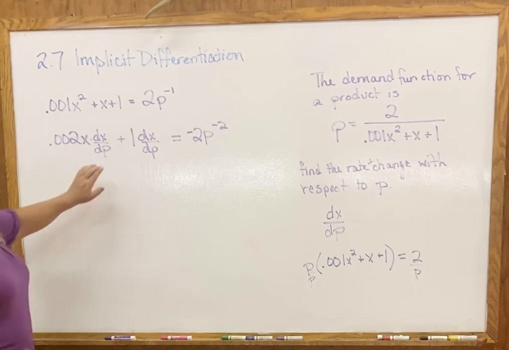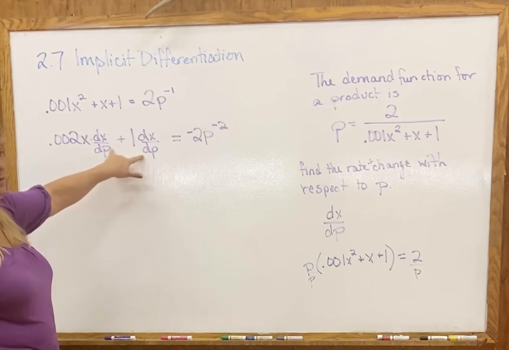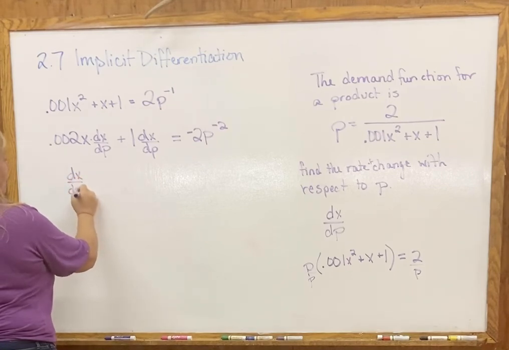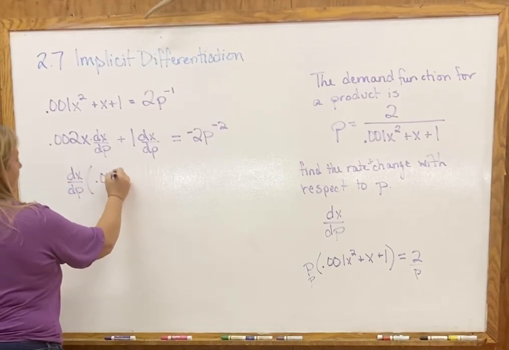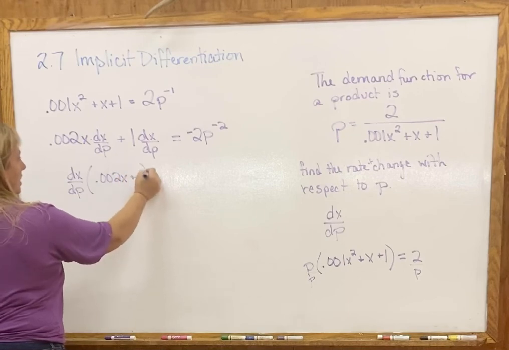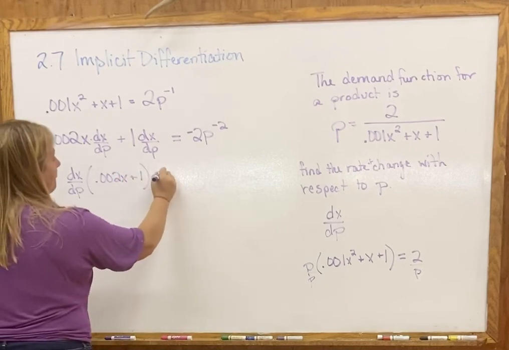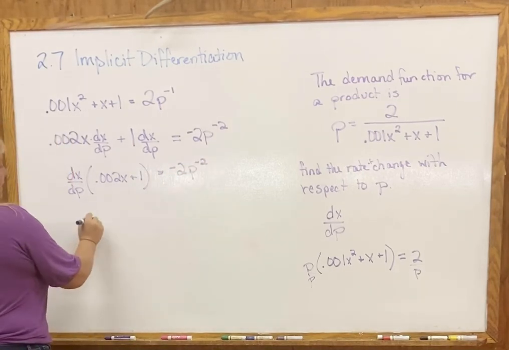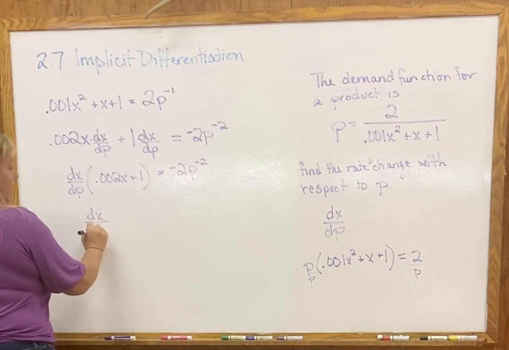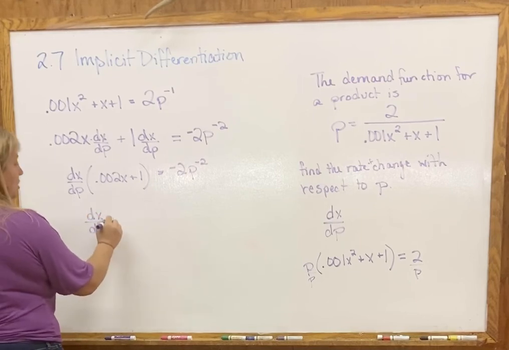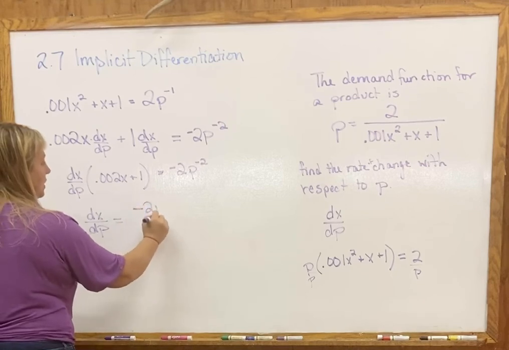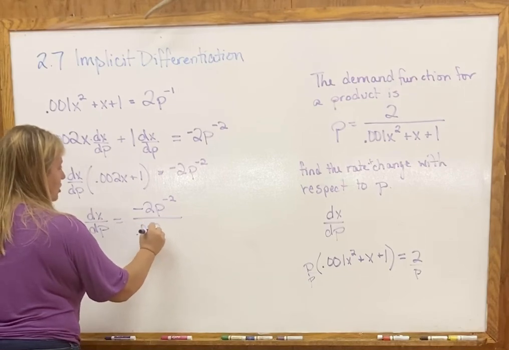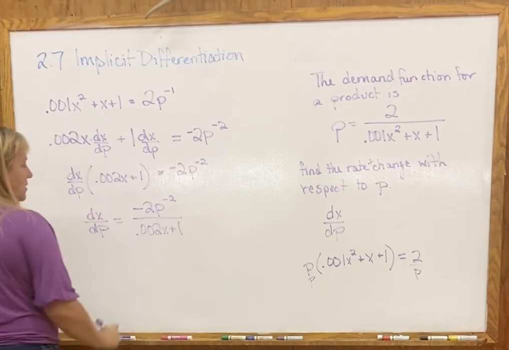All right, now remember, the idea is we want this guy alone. Yes, this guy alone. So we're going to factor out dx/dp. That'll leave us 0.002x plus 1. And then finally we end up with the derivative of x with respect to p, which is new to us, equals negative 2p to the negative 2 over 0.002x plus 1.